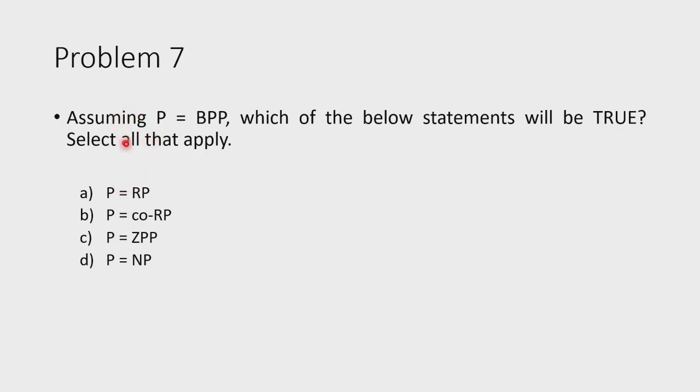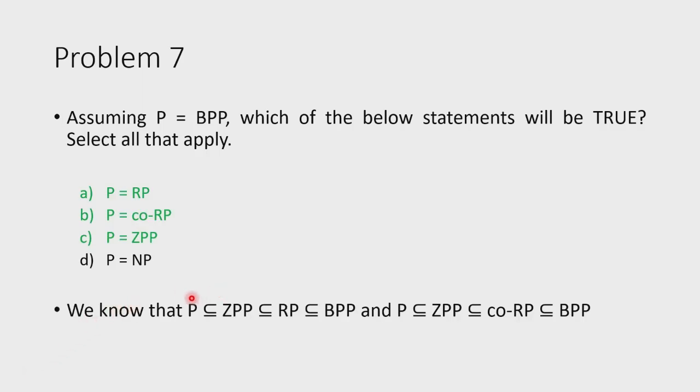The next question is, assuming that P equals BPP, which of the following statements will be true? Select all that apply: P equals RP, P equals co-RP, P equals ZPP, and P equals NP. So what's the answer to this one? All the classes related to randomness will become equal, and we can't say anything about P equals NP. The reason is that we know that P is contained in ZPP, ZPP is contained in RP, and RP is contained in BPP. So if P and BPP are the same, then all these three must be equalities.